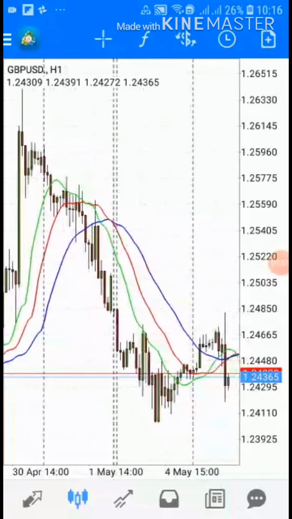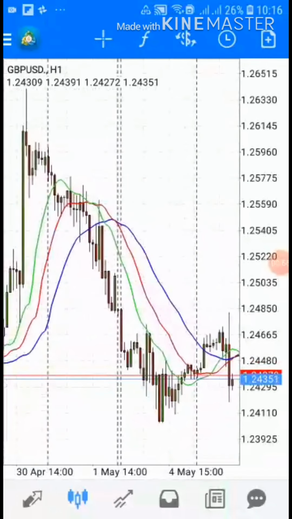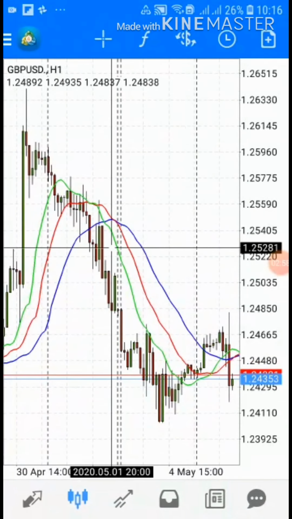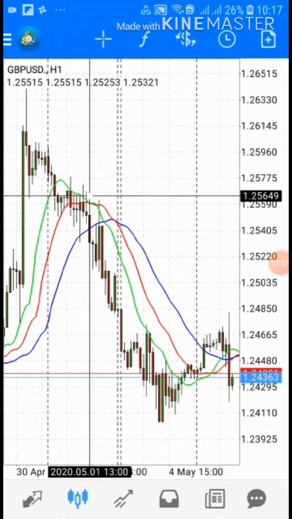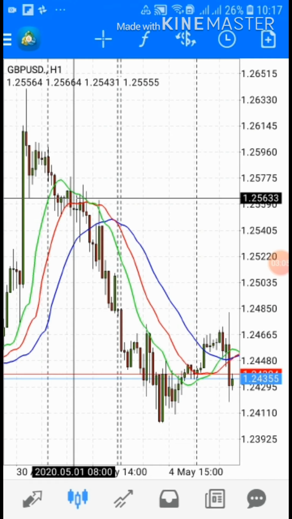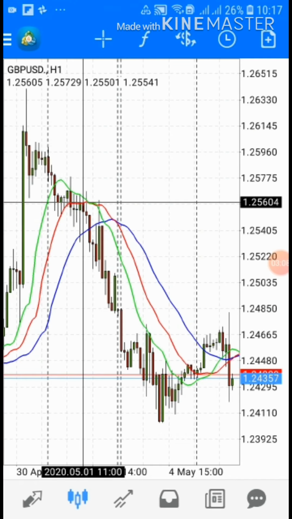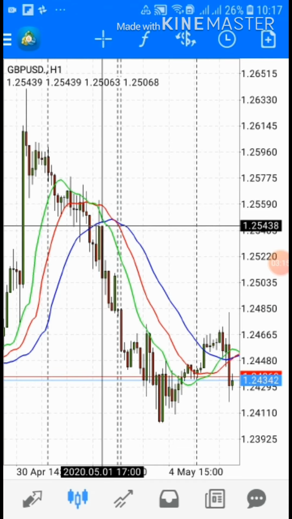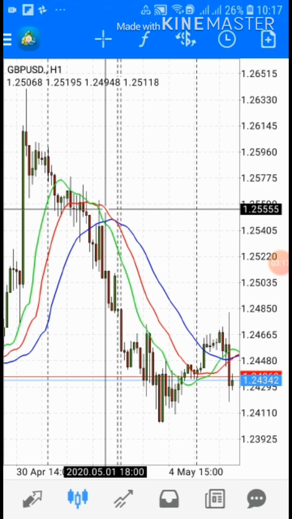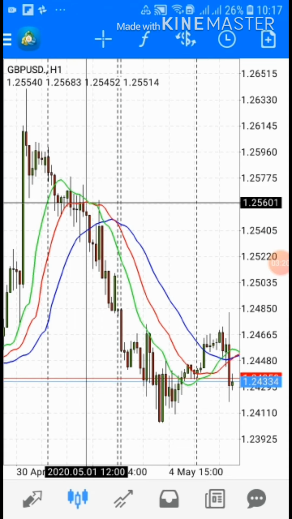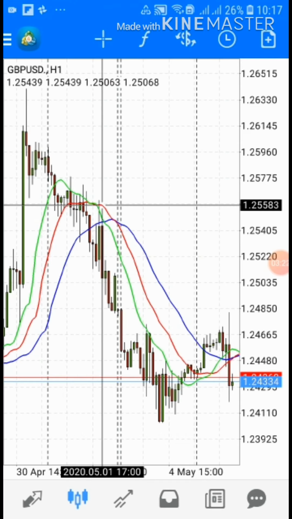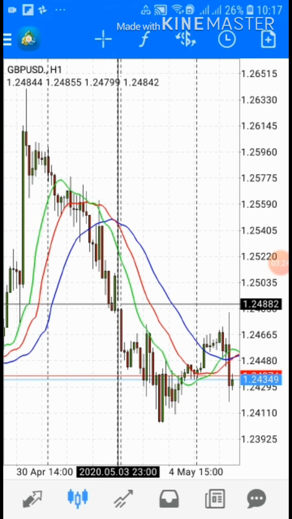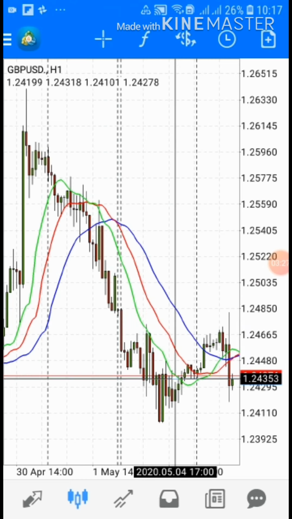Let me show you an example right now. On the Great Britain pound against the US dollar, on Friday we had a cross, at this point I'm pointing to. The green line crossed the red line, and immediately you could have hit a sell. It also crossed the blue line, which was another great confirmation for the sell. Once it crossed, you could have hit that sell, and it went all the way down. You'd have held it all the way.